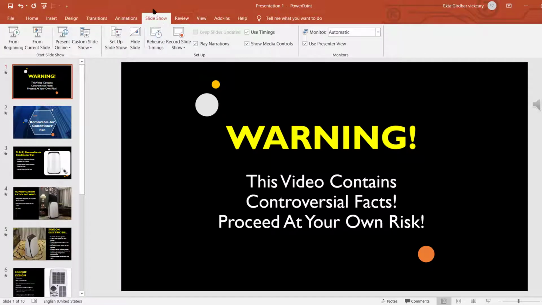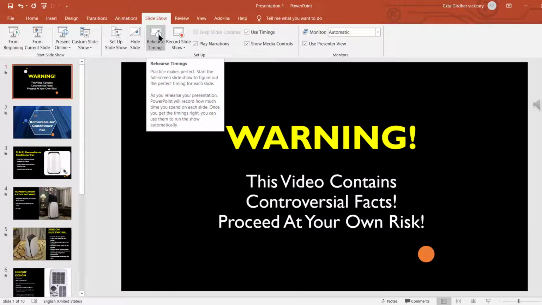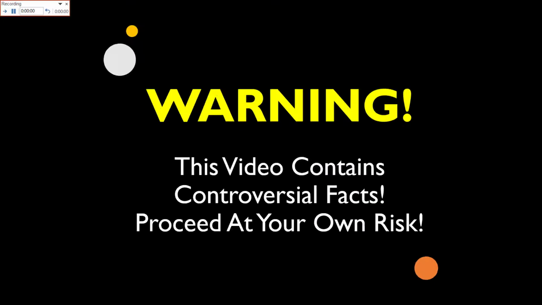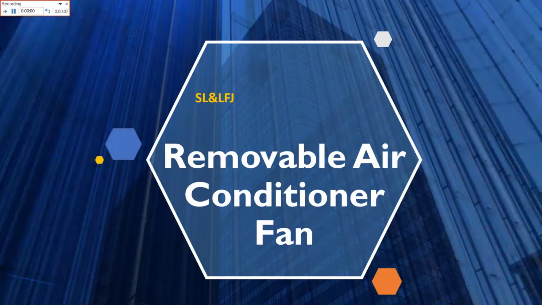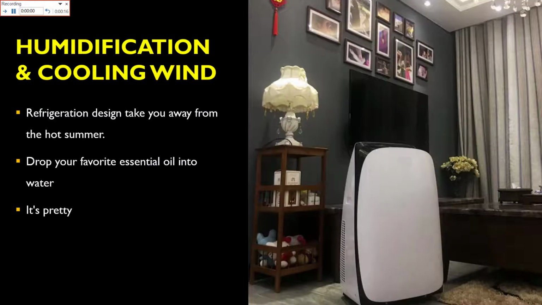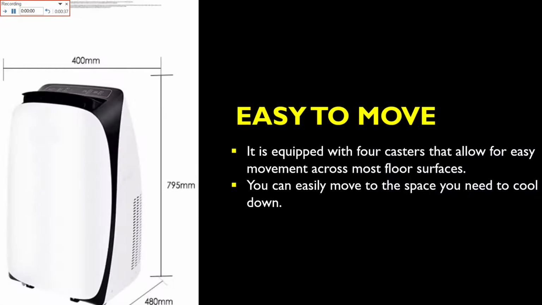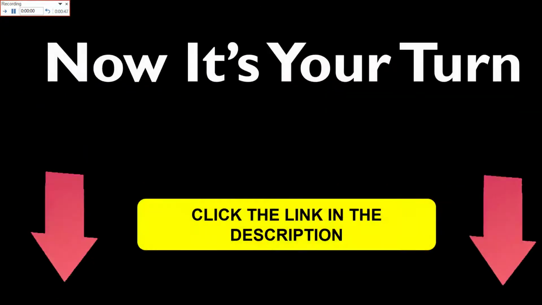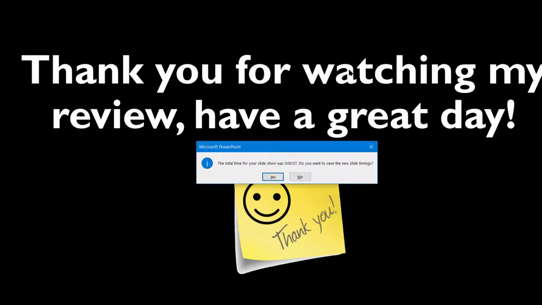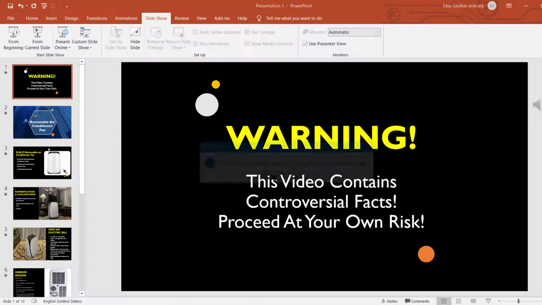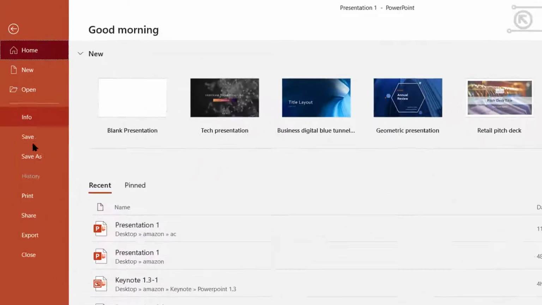But to render it, we need to set the timings for each slide, which you can do in the Slideshow tab by using the Rehearse Timings option. When you click on this option, it will play the audio and you can select the timings for each slide. So we have set the timings for each of the slides, and it says, do you want to save these timings? Click on yes. Now with the File option, save as this PPT.